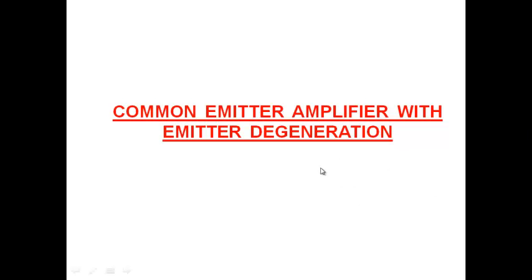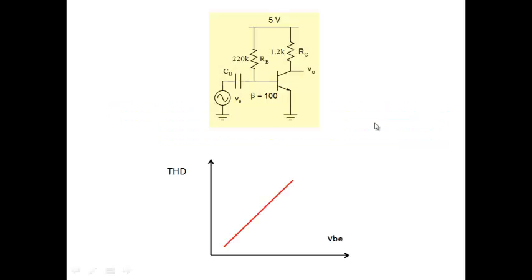Several people have asked for clarification regarding this common emitter amplifier with emitter degeneration. Let me quickly explain. The issue was that we have a simple amplifier like this, and what we have seen with this particular amplifier is that the transistor is nonlinear, and therefore the output is distorted.